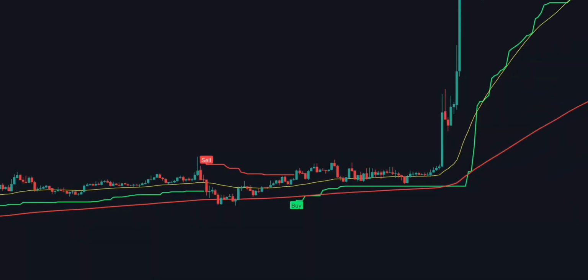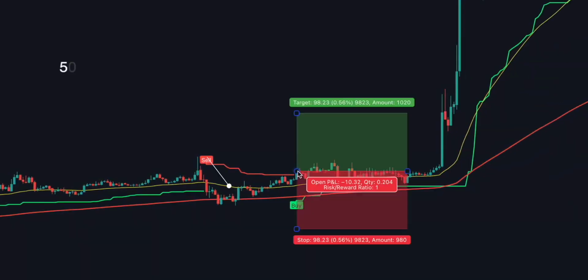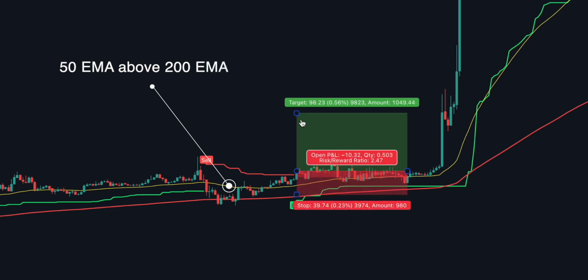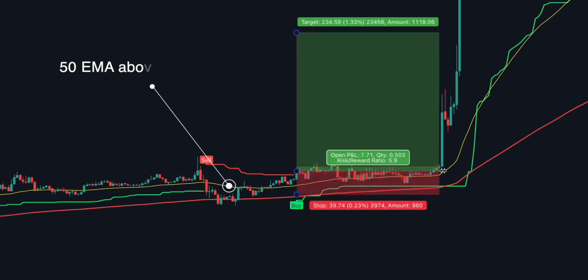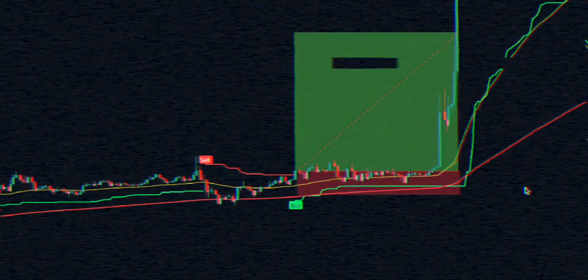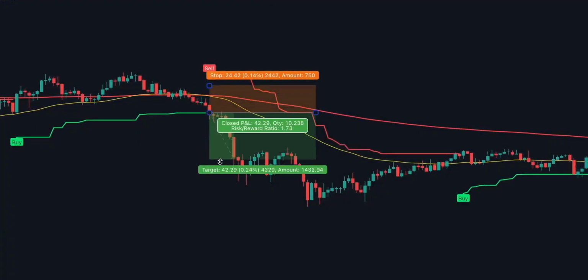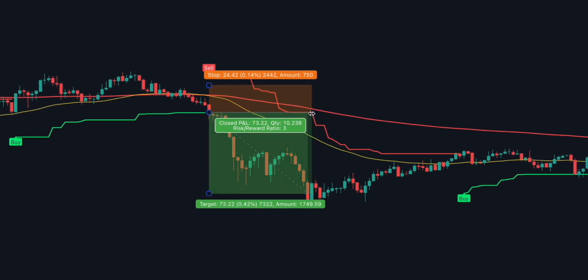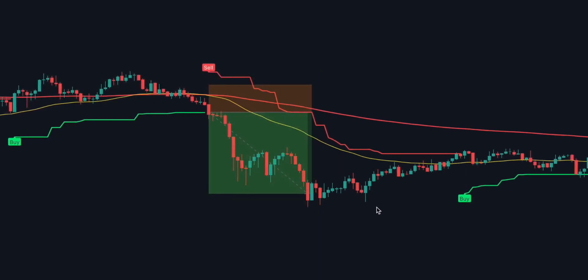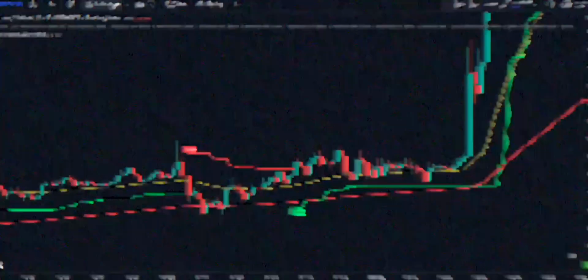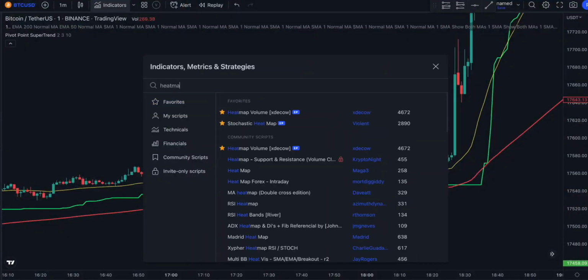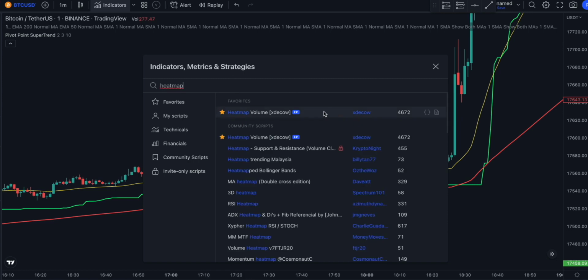For example, as we mentioned previously, a buy signal is only valid when the market is in an uptrend. The opposite is true for short entries. This way the signals given by the supertrend dramatically increase in quality. However, such a strategy wouldn't be complete without the third piece, which is a volume indicator. There are dozens of volume indicators out there. The one that is highly recommended for this strategy is Heatmap Volume by XDCow.